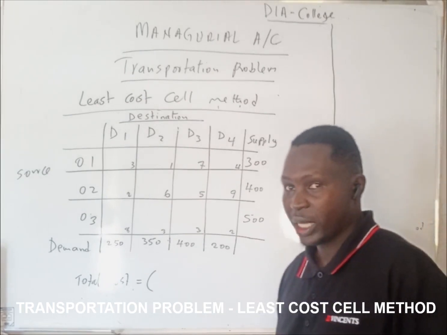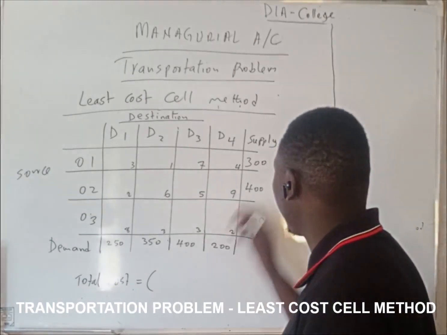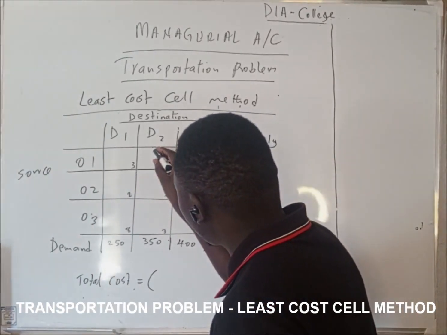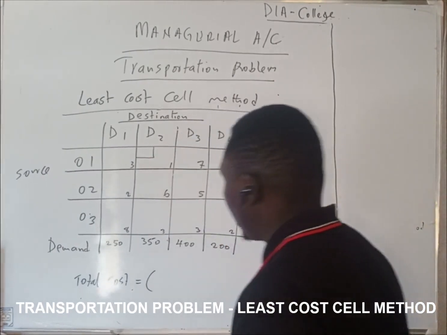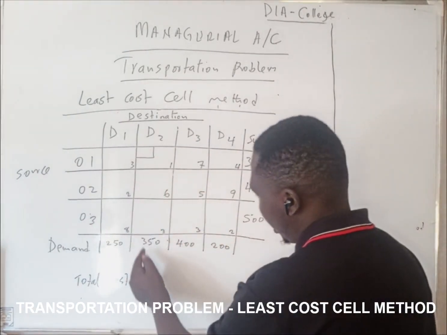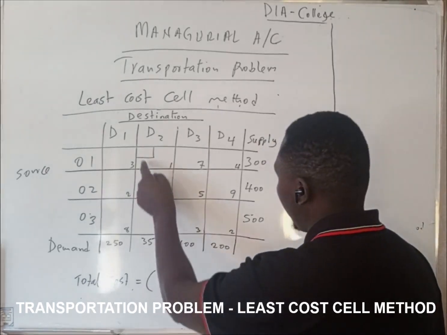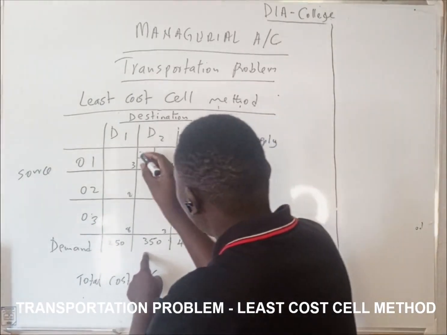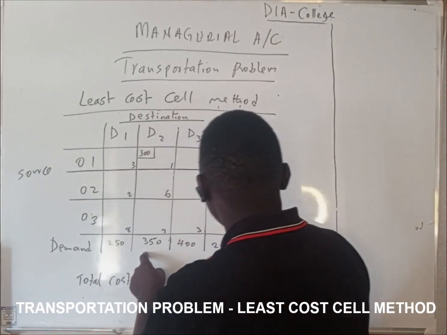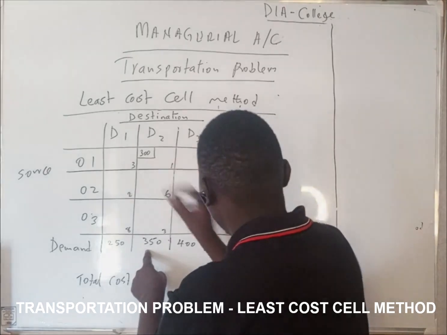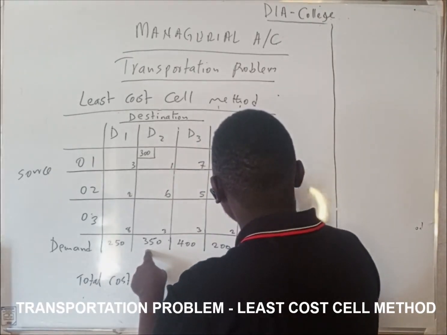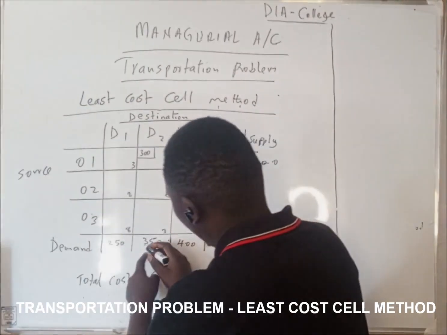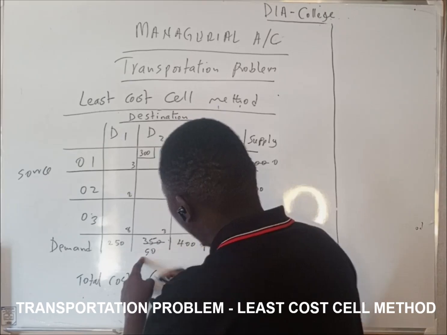So in this case, I'm going to start by allocating to the least cost cell here, which has the cost of 1. So this is the first cell I'm going to allocate. All right. So let's check the demand of this cell. You can see the demand is 350. Now the availability in source 1 is 300. So I can allocate the 300 here. Then I'll finish the supply of source 1. Therefore the demand here remains 50 after allocation.